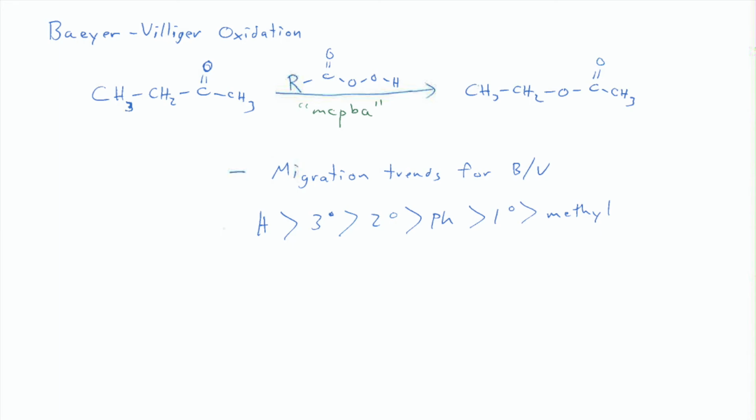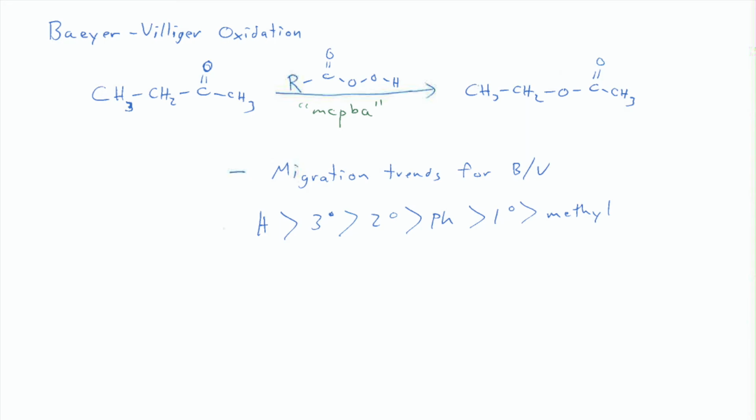So the migration trends are fairly straightforward. The easiest group to migrate, that is the bond you would most likely break and introduce the oxygen in between the carbonyl and that group, is actually a hydrogen. Now, that's kind of dumb because if you think about it, that means you're reacting an aldehyde, right? If you have a hydrogen attached to your carbonyl, you're turning an aldehyde into a carboxylic acid. And there are just better ways to do that, like Jones oxidations. But it is technically true.